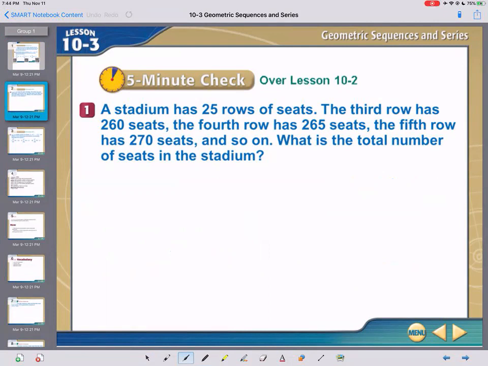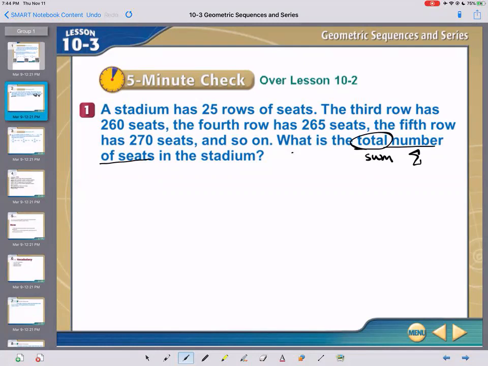So the first thing I want to address is, what are we actually solving? And here in the last sentence, we see we're trying to find the total number of seats. The total number of seats, where total is a synonym for the word sum. Or as we learned in lesson 10.1, we could find this with sigma, the sum symbol. Now let's label some things.